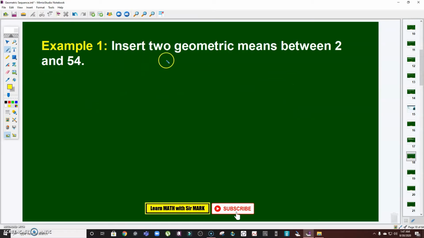So in problem number 1, we have to insert two geometric means between 2 and 54. So meaning to say, my first term is 2, the second and third terms are unknown, and my fourth term is 54. Take note, we can get my second term by multiplying the first term by a certain number, and we call it the common ratio, right? Similarly, to get the third term, we multiply the second term, which is 2r, and the common ratio, which is r. So that will be 2r squared.